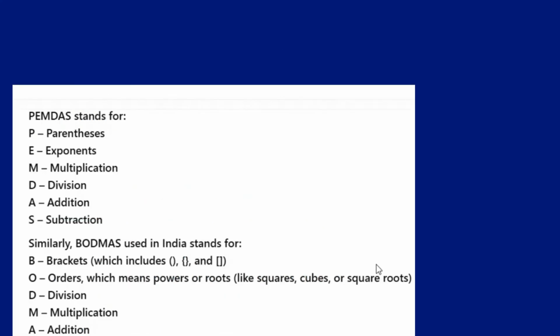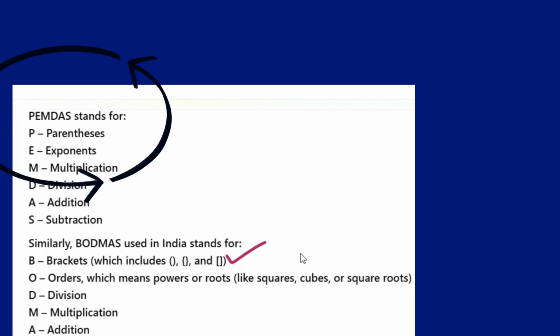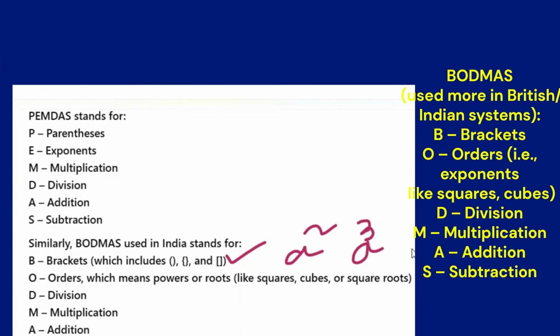In the USA, the rule is called PEMDAS, and in India, it's commonly known as BODMAS. Let's break it down. PEMDAS stands for P parentheses, E exponents, M multiplication, D division, A addition, S subtraction. Similarly, BODMAS used in India stands for B brackets, and O orders, which means powers or roots, like squares, cubes, or square roots.